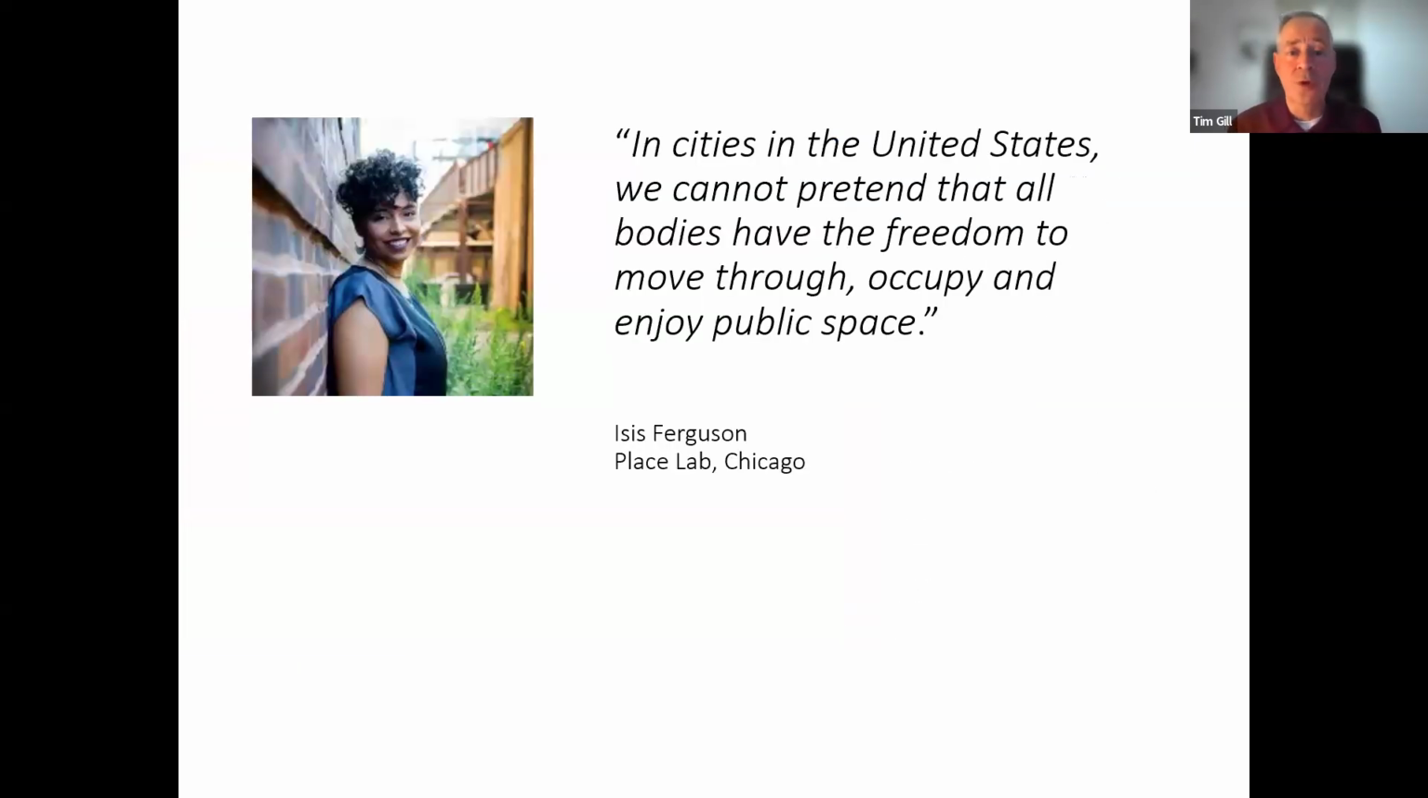But it is also true that different groups and sections of society have differential access and ability to enjoy and spend time in public space. And you can see that reflected in the quote here from the American academic Isis Ferguson, pointing out that gender, race, class, these intersectional qualities all shape people's and children's access to neighbourhood facilities in ways that are fairly predictable.